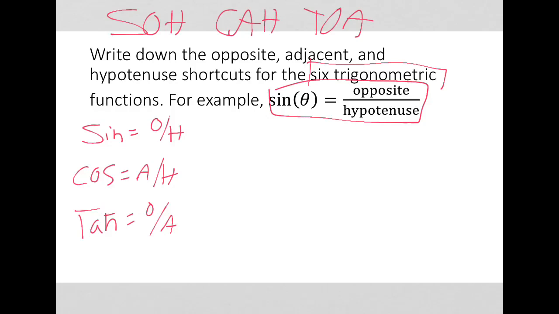So we need to remember the other 3 trig functions, which are the reciprocal identities. So the reciprocal of sine is the cosecant function, abbreviated CSC. Cosecant is a reciprocal, so flip the fraction, h over o. The reciprocal of cosine is secant, and again, we'll flip that fraction to give us h over a.